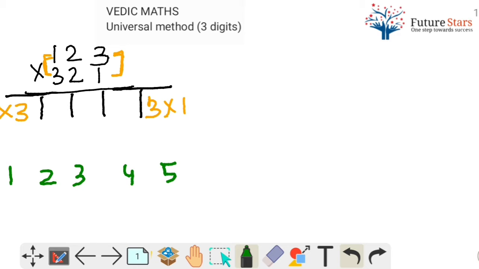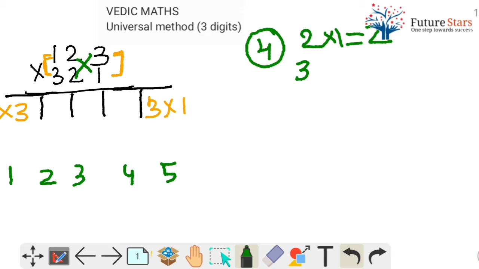Now in the fourth block what you have to do is the cross multiplication, but between the last 4 numbers. If you haven't watched my universal method in 2 digits, you can go and watch, then you will understand this method more clearly. So your step will go as 2 into 1 is equals to 2 and 3 into 2 is 6. Fine. Now this is your third block.